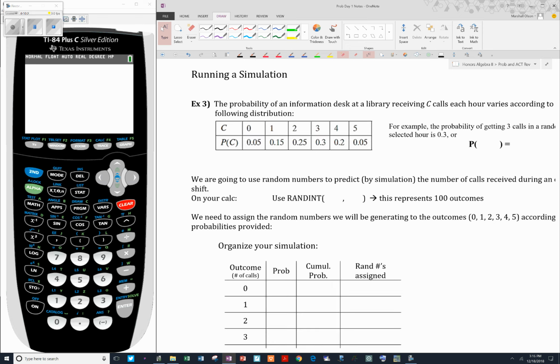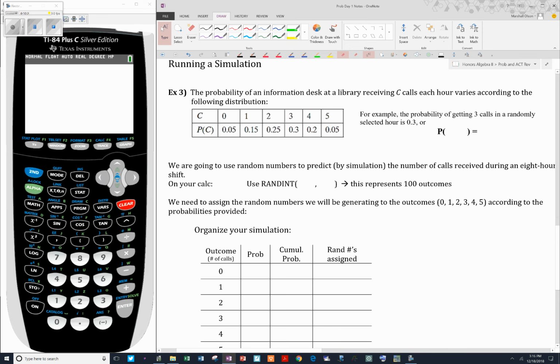All right, the next thing that we're going to work on is running a simulation, and that's going to require a graphing calculator. So I'm going to do that in a second video. Make sure you have a graphing calculator, and we're going to seed that graphing calculator, and then we are going to do some random number generations on it.